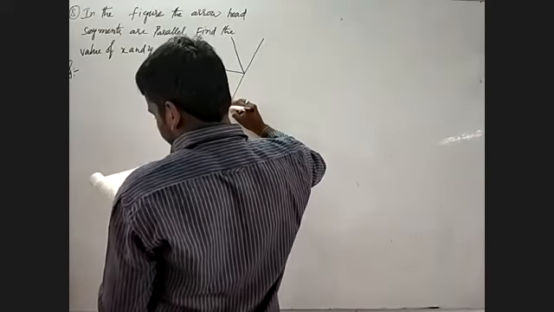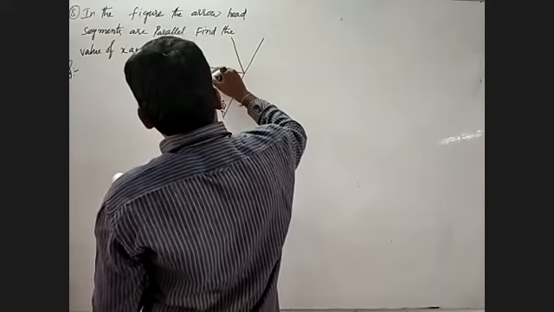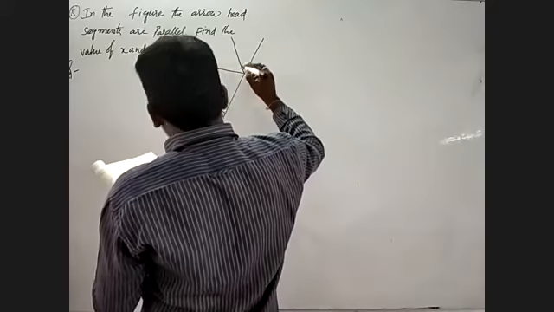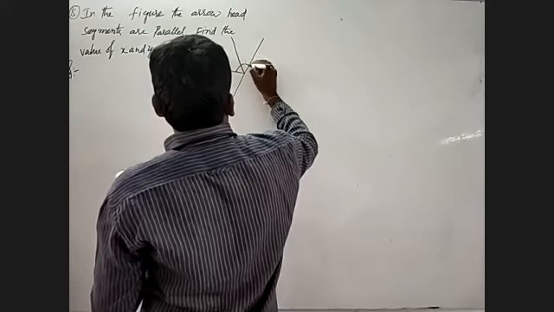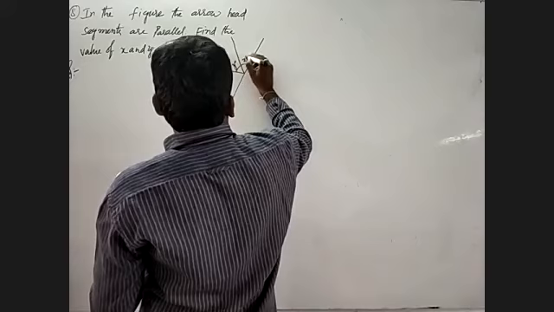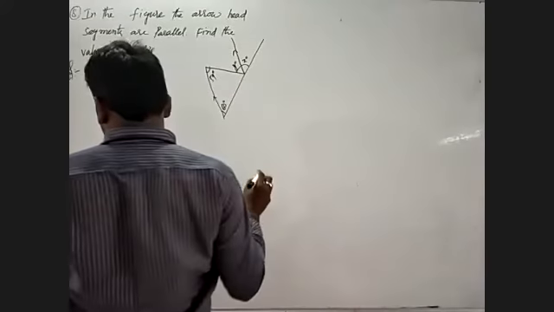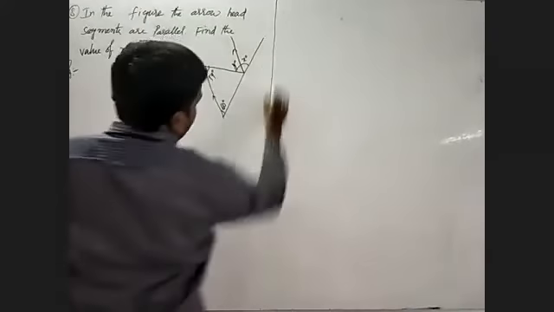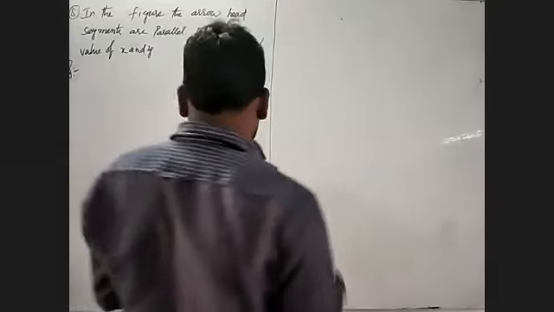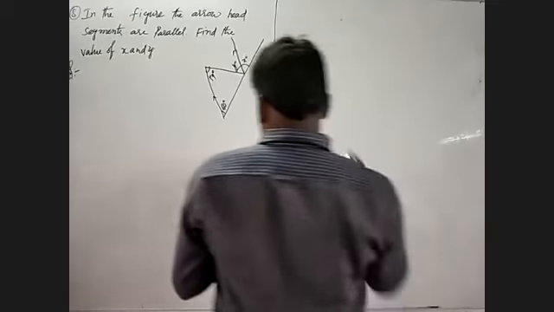This is 60 degrees. This is 59 degrees. After that this is y degrees, and again this is x degrees. This is x degrees.